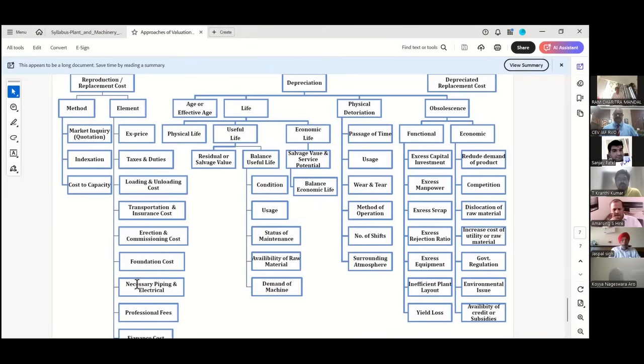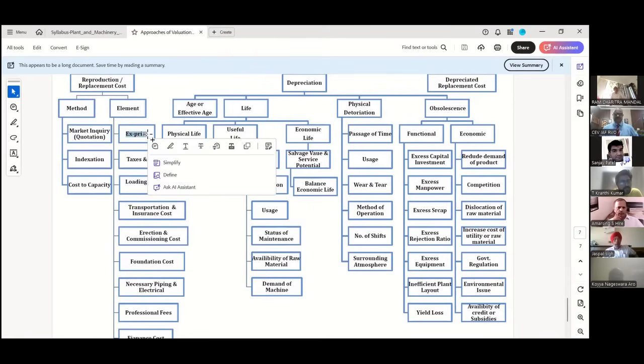If you want to find the replacement cost and you have adopted the detailed survey method, then you will find the actual price of the machinery. What do we mean by actual price? Cost at the factory price, or what you have to find out is the cost at the plant.